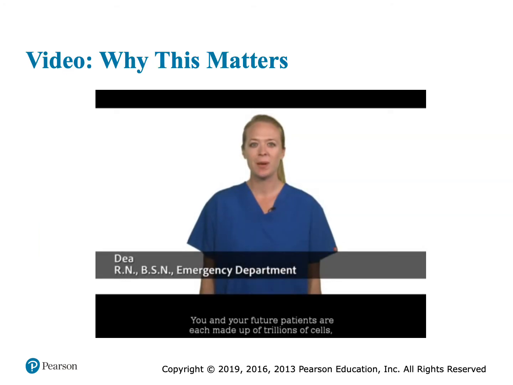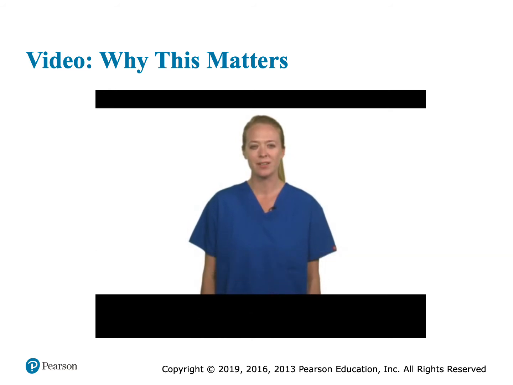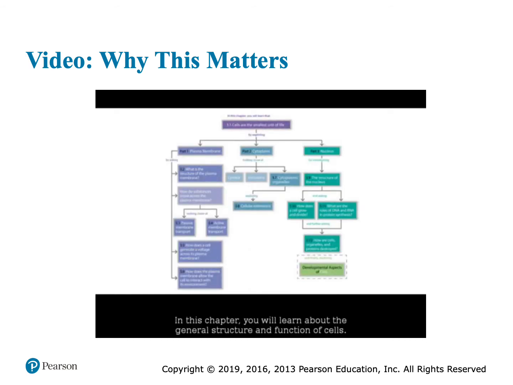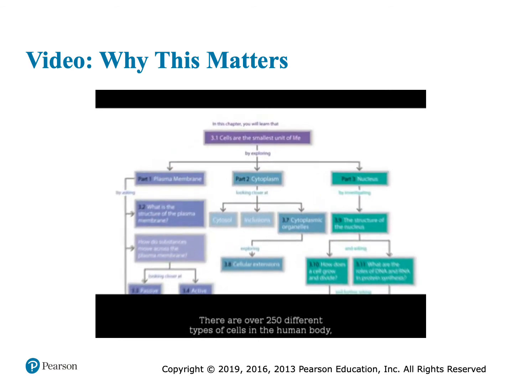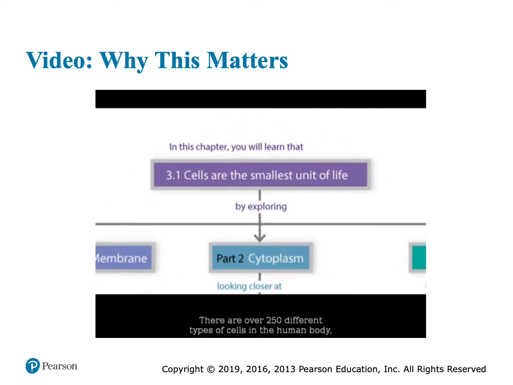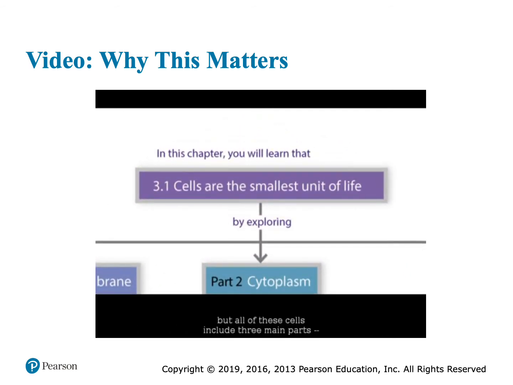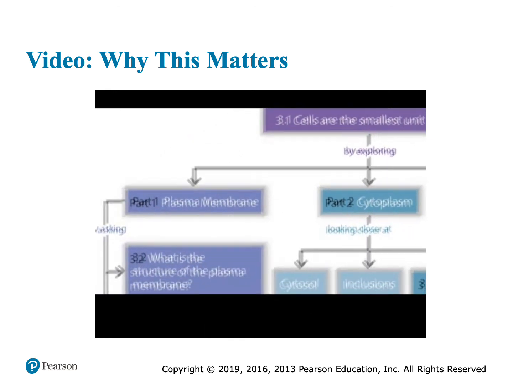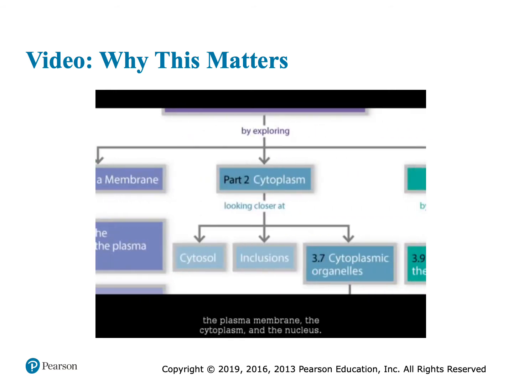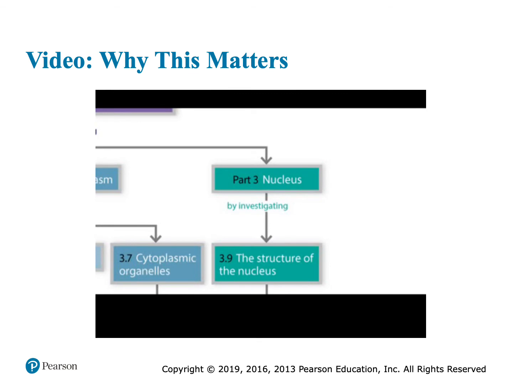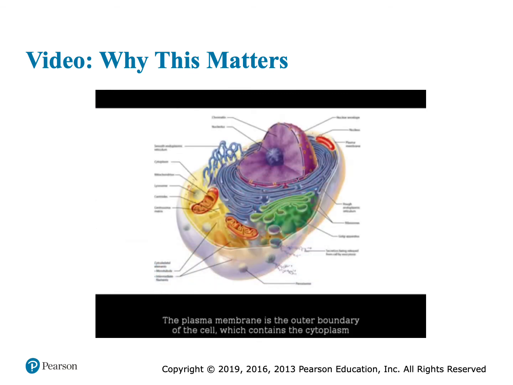You and your future patients are each made up of trillions of cells, so it's crucial to understand what cells are and how they work. In this chapter, you will learn about the general structure and function of cells. There are over 250 different types of cells in the human body, but all of these cells include three main parts: the plasma membrane, the cytoplasm, and the nucleus. The plasma membrane is the outer boundary of the cell, which contains the cytoplasm, and the nucleus, the cell's control center.